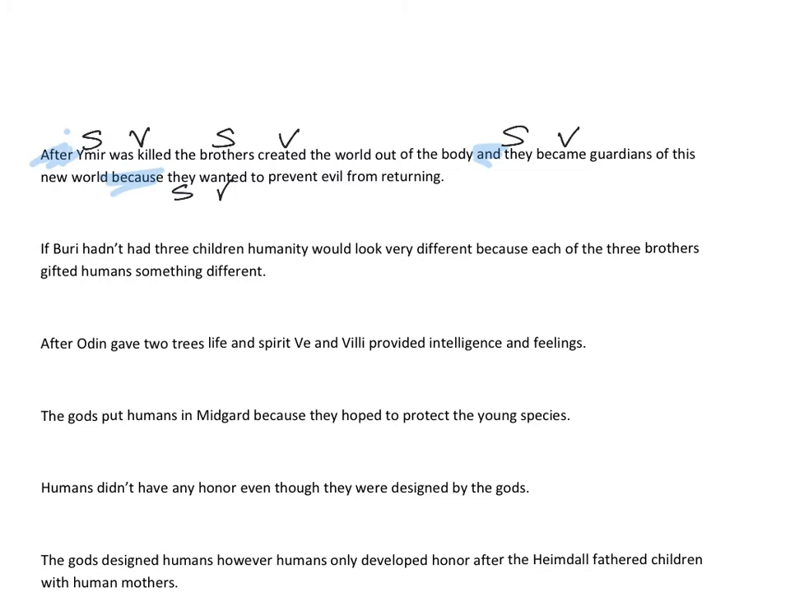So, Ymir was killed. There is an idea. The brothers created the world out of the body of Ymir. So, how are sentence number 1 and sentence number 2 connected? That's what after is doing. After is holding these two sentences together here. So, can that flippy flop? After Ymir was killed, the brothers created the world out of the body. The brothers created the world out of Ymir's body after Ymir was killed. Does it flip? Yes. If it flips, what are we looking at? Is this a CA or is this a DC?